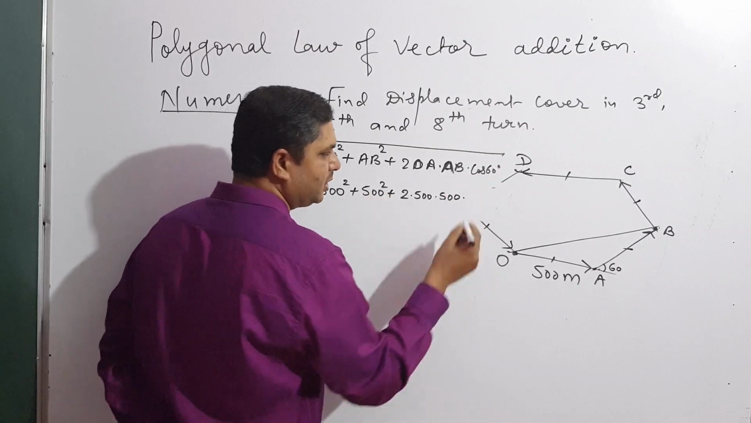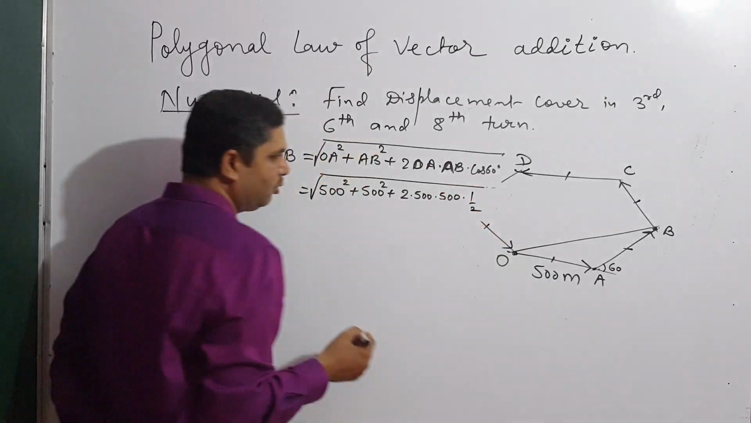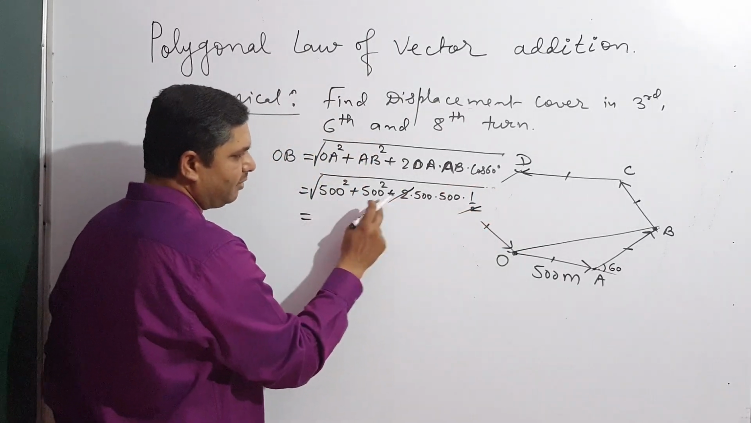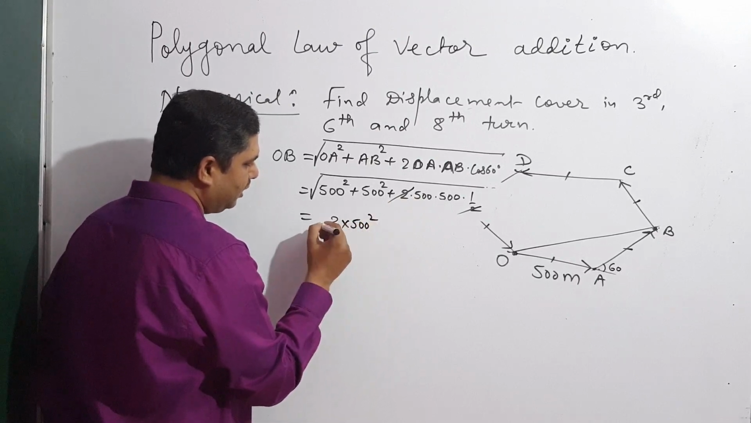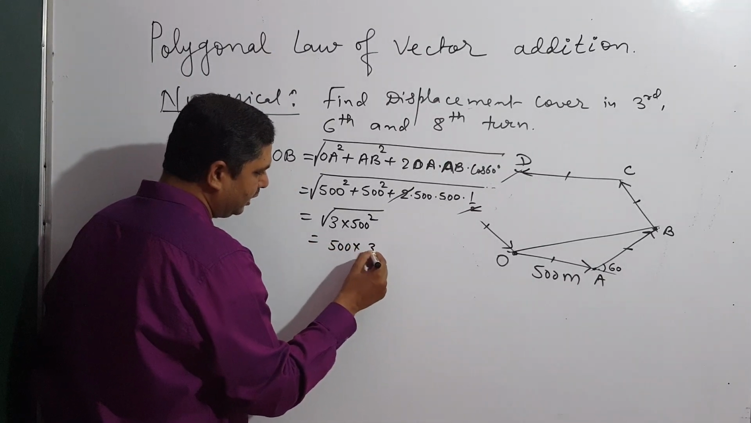What is the value of cos 60? Cos 60 is half. Let us take a root of this, cancel this. So you have 500, 500, 500 square. So 3 into 500 square under root. So you have 500 into root 3.